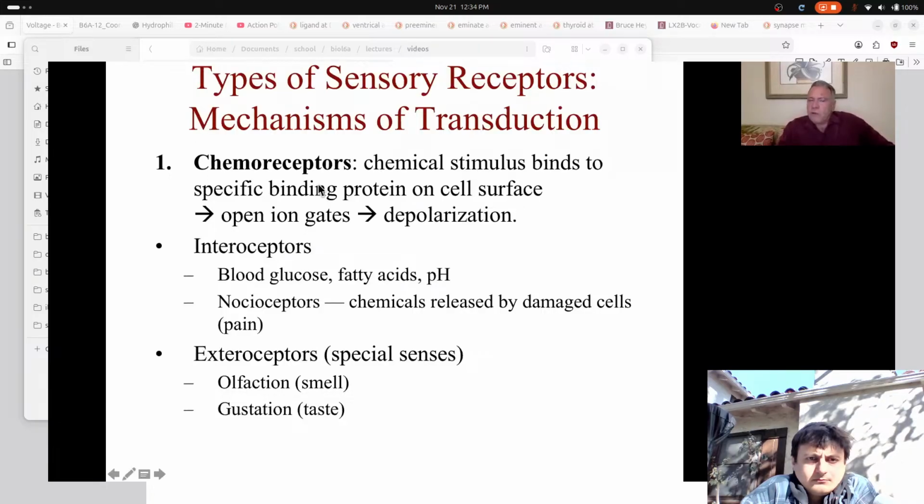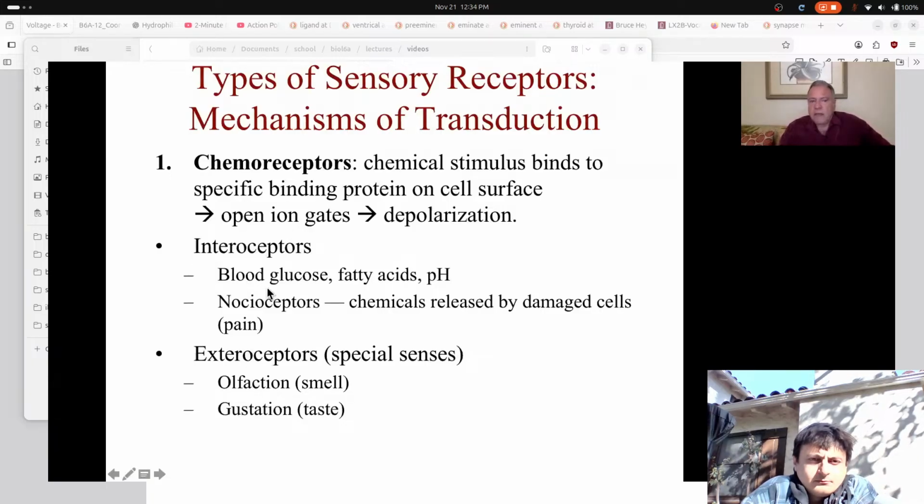So a chemoreceptor, that's not too hard to get our heads around because we already know that neurons respond to neurotransmitters. Those are chemical signals. The neurotransmitter binds to a receptor, and that opens or closes a gate. So in these chemoreceptors, it's some other substance other than a neurotransmitter, but as long as you have a receptor that binds to it, and by binding to it opens or closes a gate, you've got a chemoreceptor. So your chemical stimulus binds to a specific binding protein in the cell surface, opens ion gates, causes depolarization, a basic cell communication mechanism. And so we have both internal and external chemoreceptors.